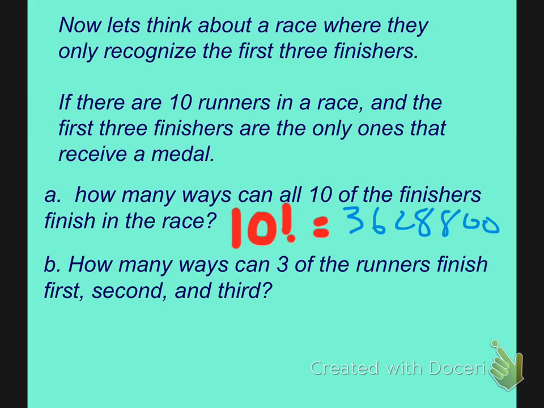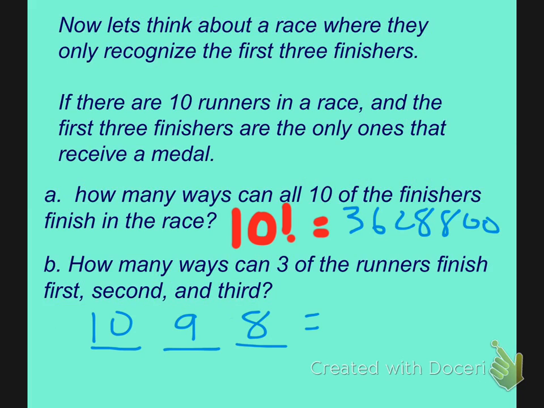Now we're going to look here at B, where it says how many ways can 3 of the runners finish first, second, and third. So what I want you to do is think about what that would mean, and we will then place our runners the way that we want. Now instead of 10 all the way down to 1, we only want 3 of the runners finishing first, second, and third. That means you've got 1, 2, and 3 blanks, so it would be 10, 9, and 8 different options.